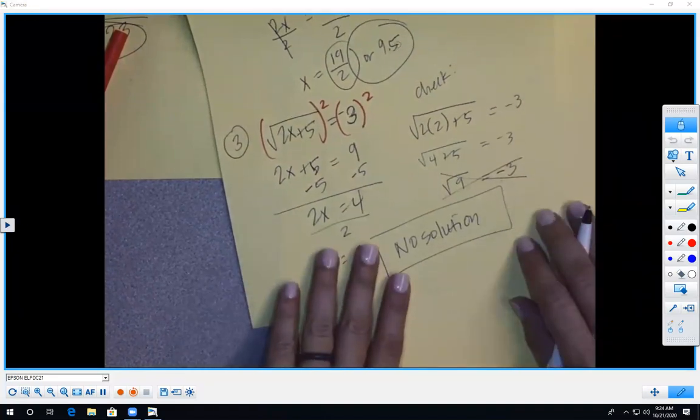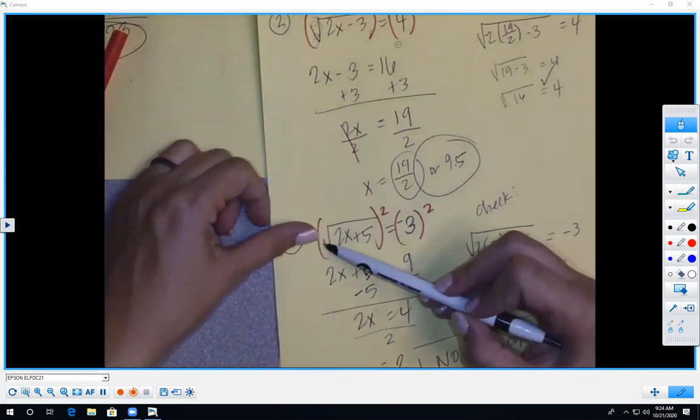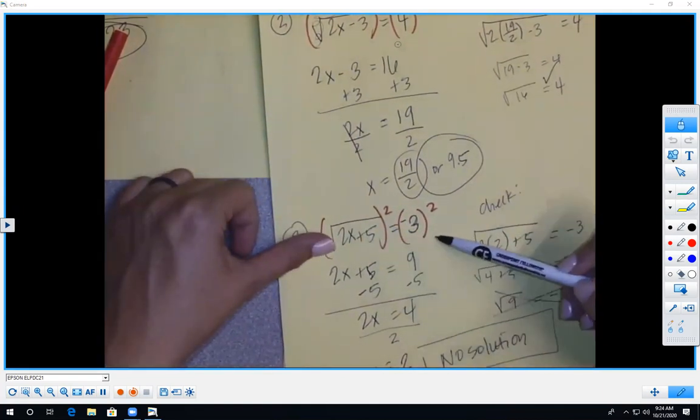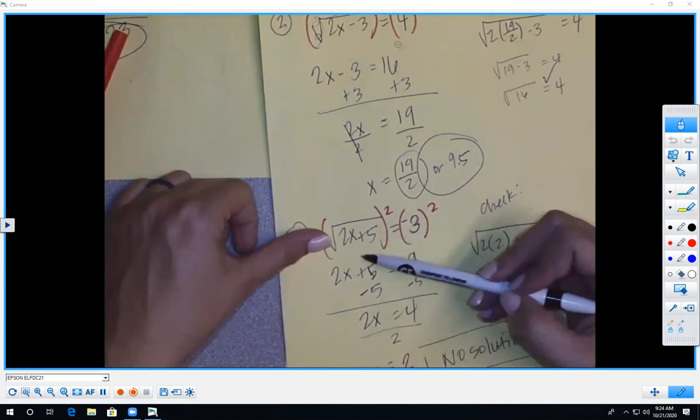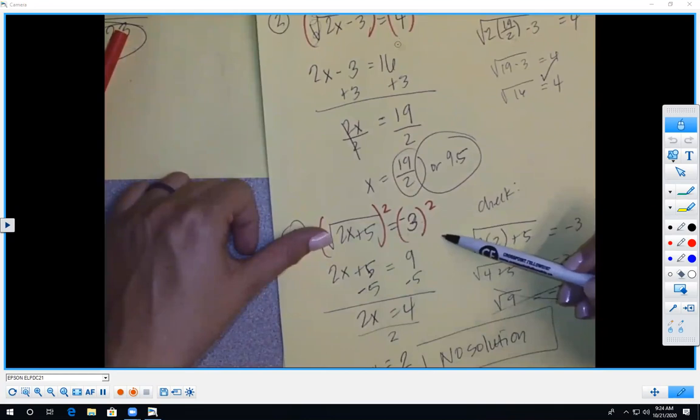And you could kind of look at your original problem when we wrote it down. The square root of something equals a negative number. It doesn't matter what the something is. The square root of something doesn't actually equal a negative number. Does that make sense?